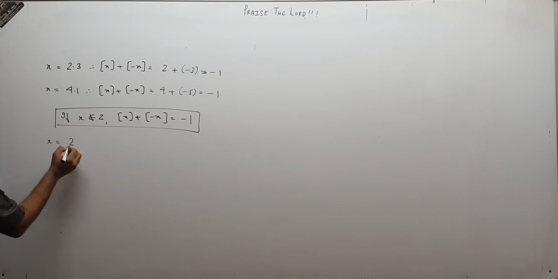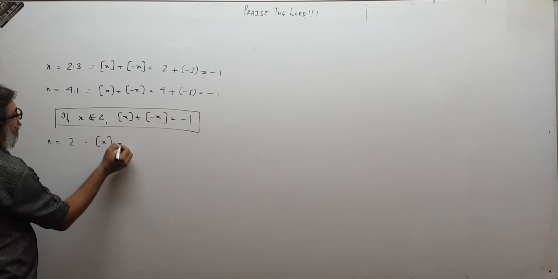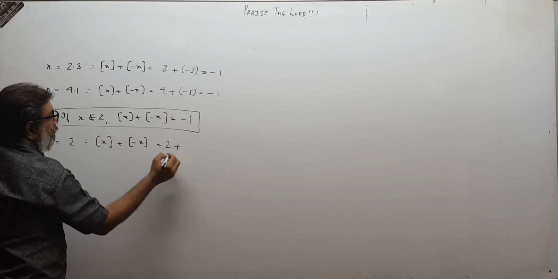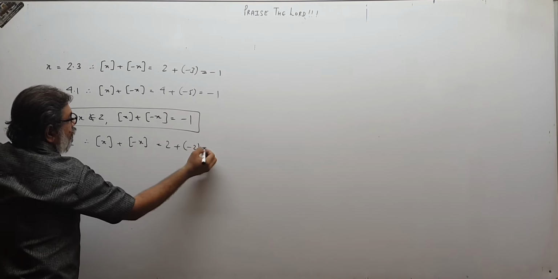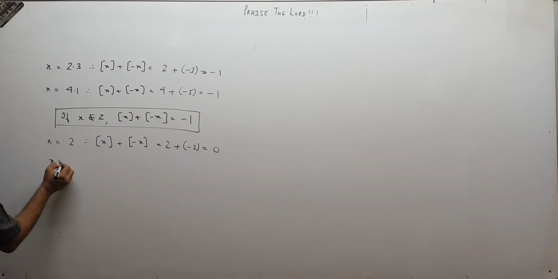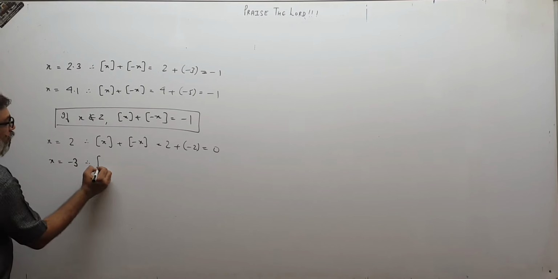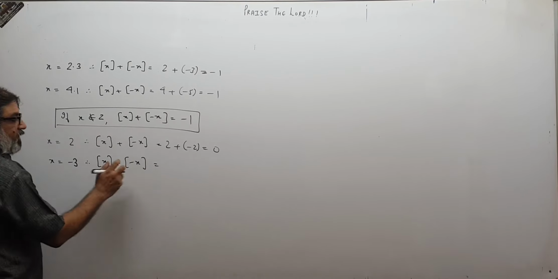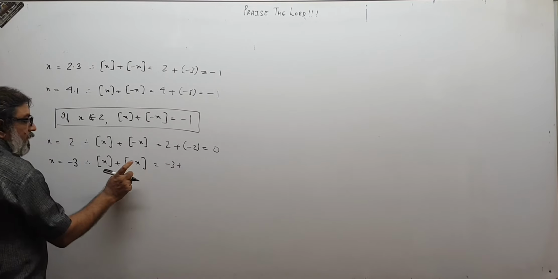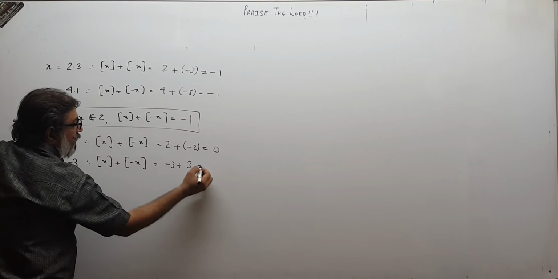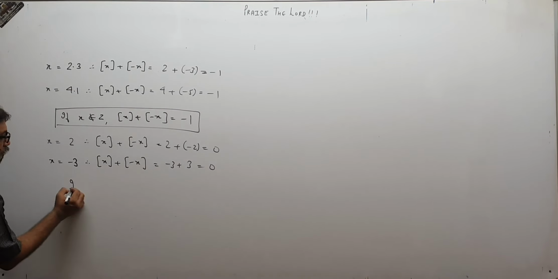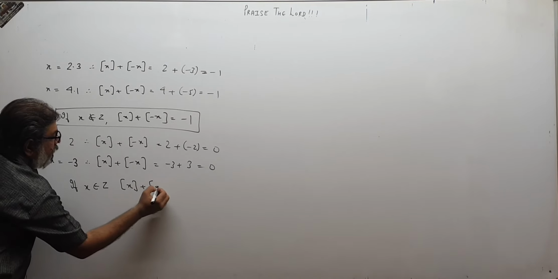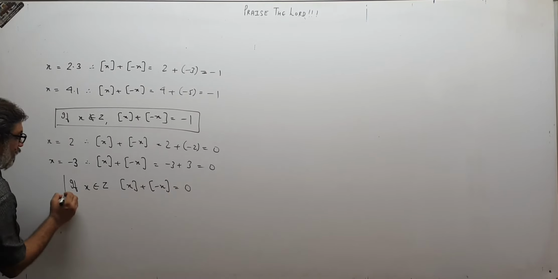If x is 2, supposing an integer, then integer of x plus integer of minus x: integer part of 2 will be 2, integer part of minus 2 will be minus 2, and that will be 0. If x is minus 3, so integer of x plus integer of minus x: minus 3 integer will be minus 3, and integer of 3 will be 3, and that will be 0. So we conclude that if x belongs to Z, then integer x plus integer minus x will be 0. This property we get.